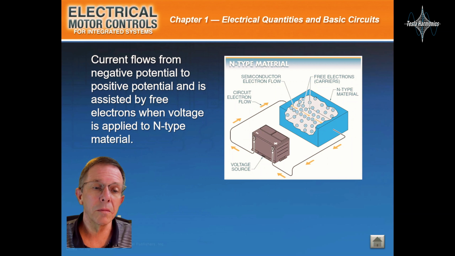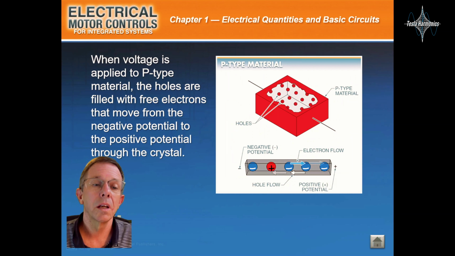Current flows from negative potential to positive potential and is assisted by free electrons when voltage is applied to N-type material. When voltage is applied to P-type material, the holes are filled with free electrons that move from the negative potential to the positive potential through the crystal.